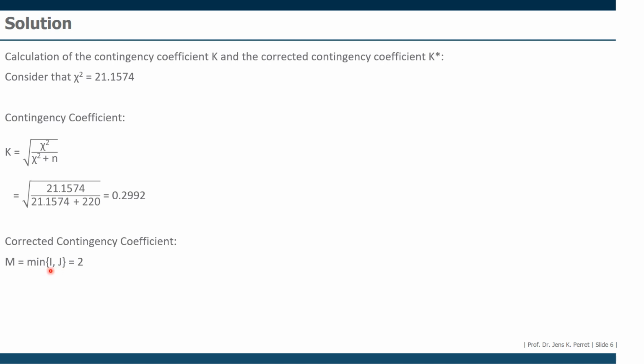Well, here I have 3 rows, 2 columns, so the minimum of the 2 is 2. And then with the m, I can calculate this correction factor: m divided by m minus 1, square root thereof. So here I have 2 by 1, well, multiplied with the square root of 2, gives me an end result of 0.4189. This is actually a value I can interpret. Similar to the other measures of association I had, here I can say, well, this lies somewhere between 0.3 and 0.5. So that's a relation of medium strength.